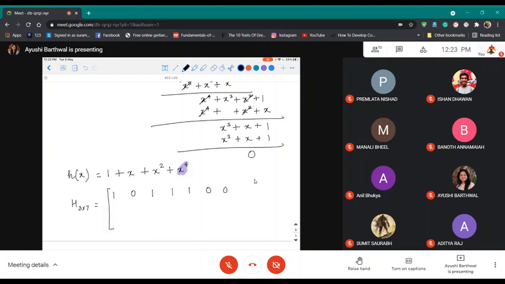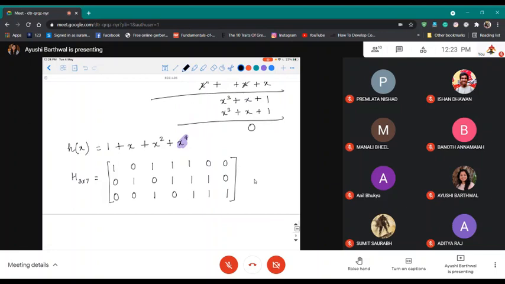Now again, you will be writing the second row as 0, 1, 0, 1, 1, 1, 0. The third row is obtained by shifting the second row by 1 bit. So 0, 0, and then you have to write 1, 0, 1, 1, 1. So again, you can see that this is not in systematic form.